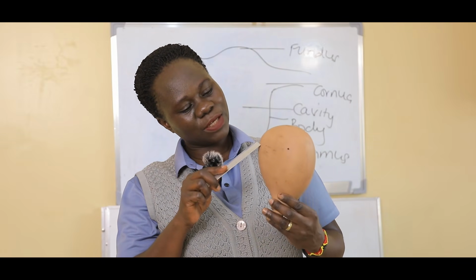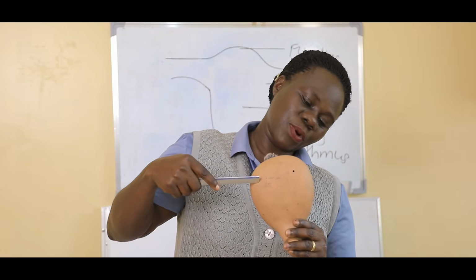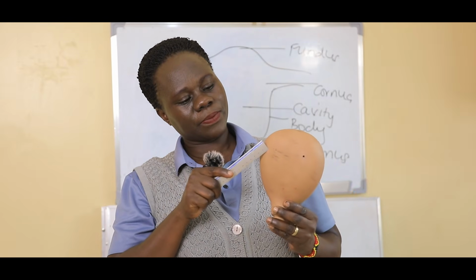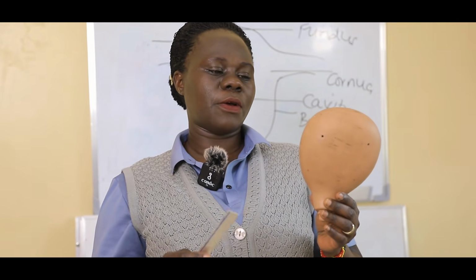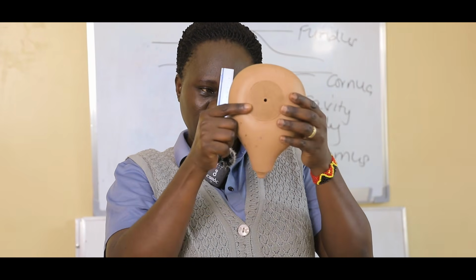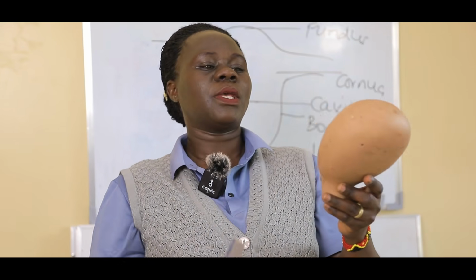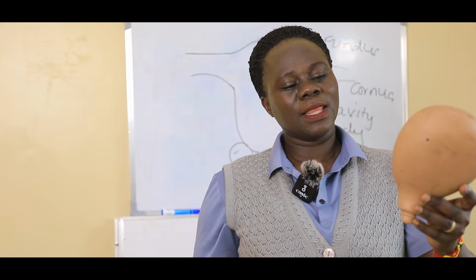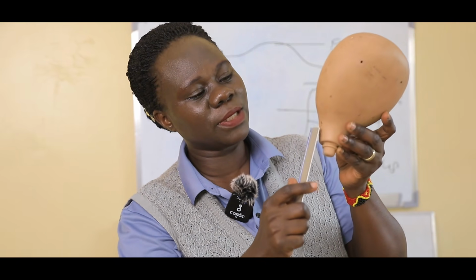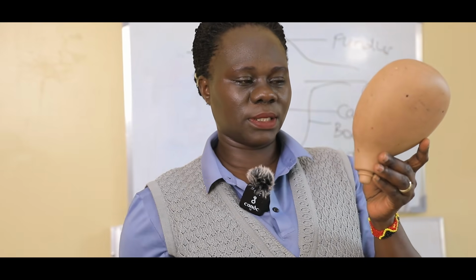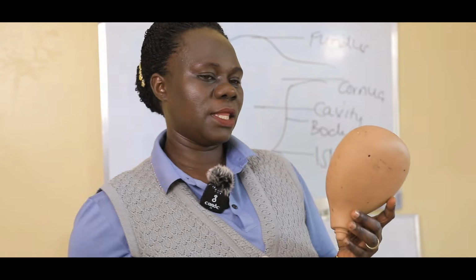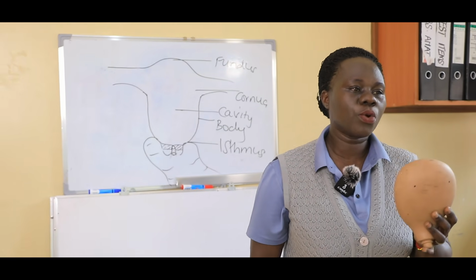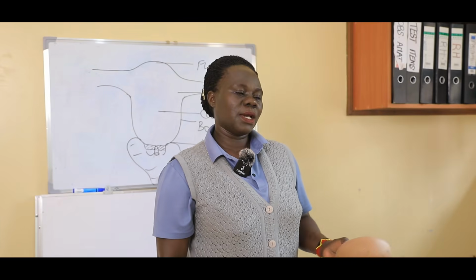Now the uterine tubes enter at a point known as the cornua, and this is the cornua for this uterus. Then we have the cavity. Inside, I told you, there is a cavity you can feel. Then we have the body. This is the body of the uterus, as you can see. Then lastly, we have the isthmus, just down here, which is the narrowest part, known as the isthmus.